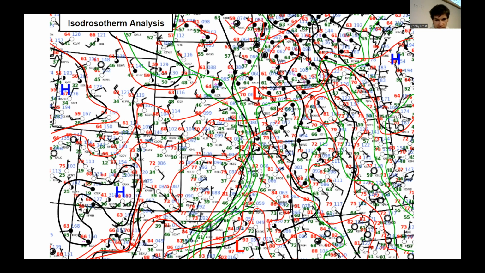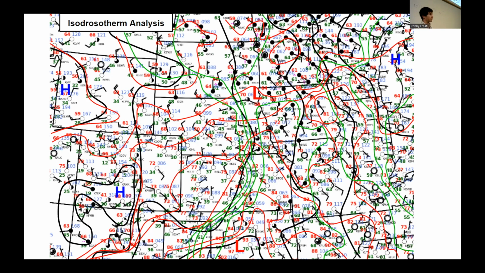So here we see there's a really good gradient in dew points from central Kansas down to northwest Oklahoma. But in this case, we've already identified that there might be some other boundary taking place there. There might be a cold front. So this is where doing both of those analyses comes in handy.